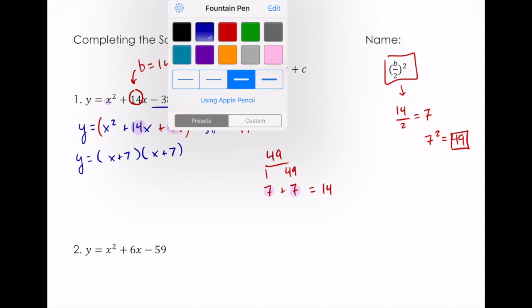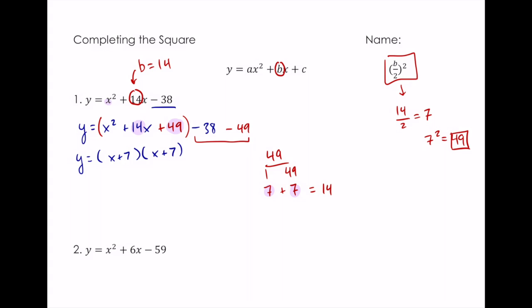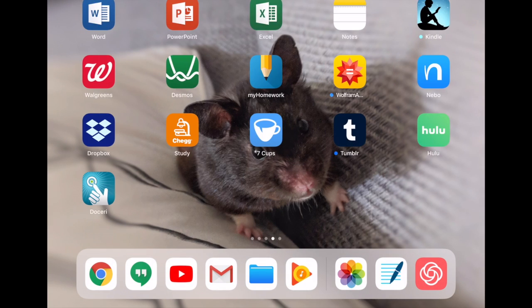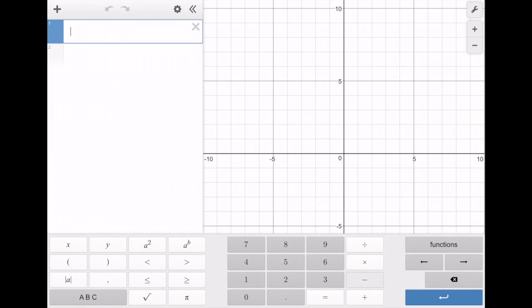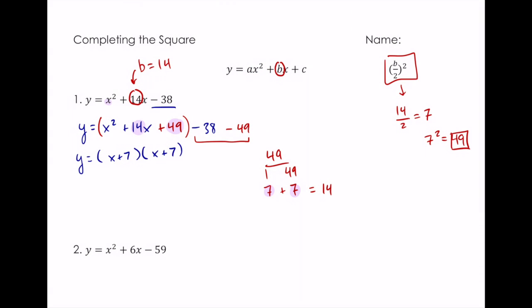Alright, let's look at what we have out here. Negative 38 minus 49. So we can use our calculator for this. So I'm going to go to Desmos and I want to write out negative 38 minus 49. So we get negative 87 here. So we're going to use that in our answer. Negative 87. All I did was do this subtraction right here, negative 38 minus 49 to get this number here.